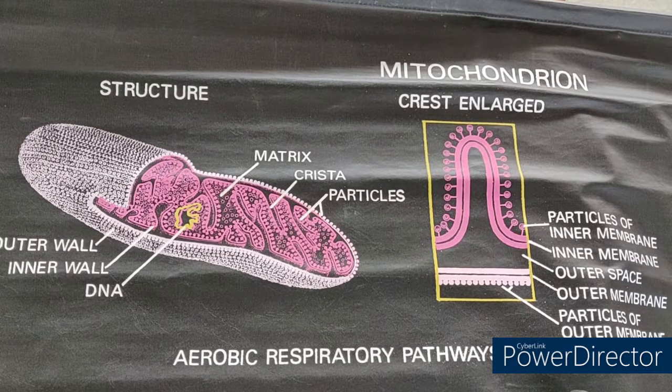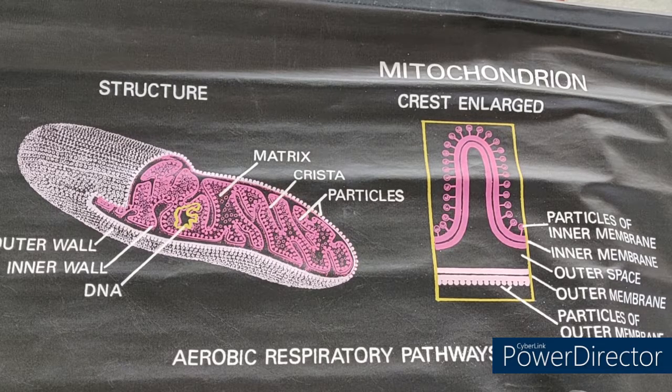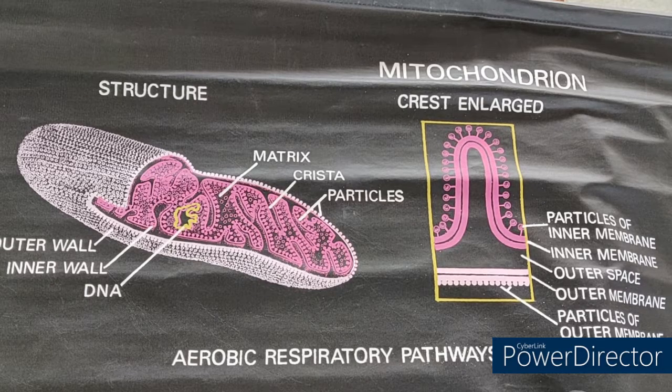The next is functions of mitochondria. The main function of mitochondria is respiration, because by respiration they produce a large number of ATP molecules. Mitochondria also help in maintaining normal concentration of calcium ions. So this is something new, which you have not learned so far in any of your lower classes. That is, it maintains the concentration of calcium ions.